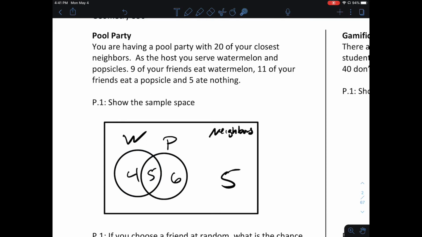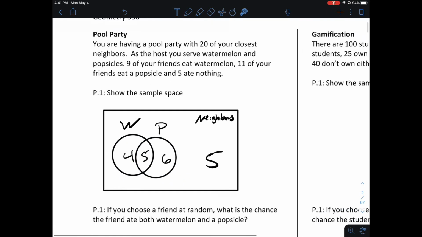See if these numbers add up. This is 9, 15, 20. There are 20 people. 9 had watermelon. That checks out. 11 had popsicles. That checks out. 5 had nothing. Totals to 20. So it works.